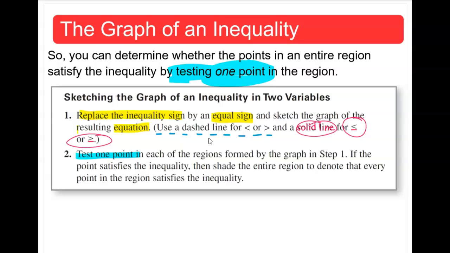If you test a point and you get a false statement, then for the other region, you will get a true statement. Now, if you get true for both regions, then you're doing something wrong. And same if you get false statements for both regions.